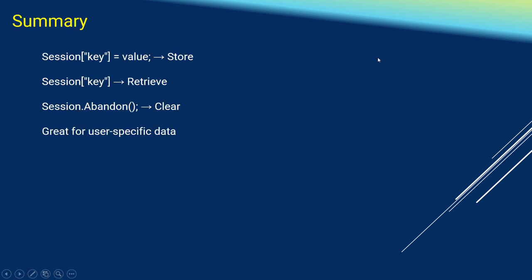Let us recap. Use Session[key] = value to store data and retrieve it across pages. When done, use Session.Abandon to clear it. Sessions are a clean and secure way to manage user-specific information in ASP.NET Web Forms.